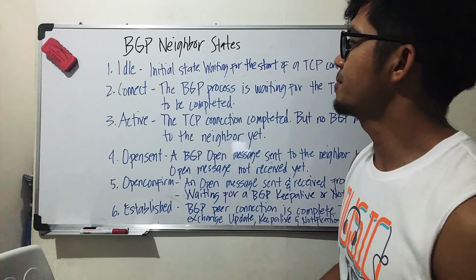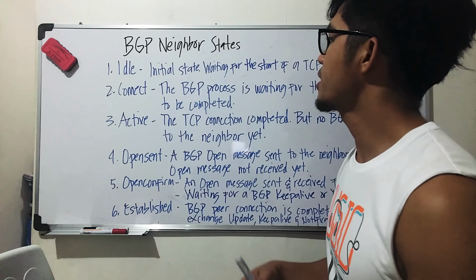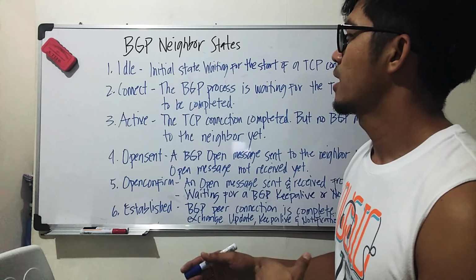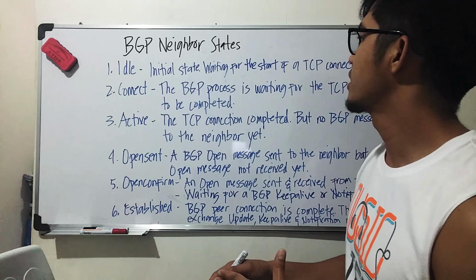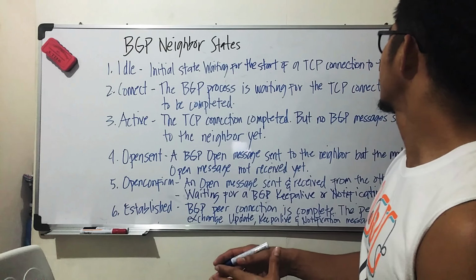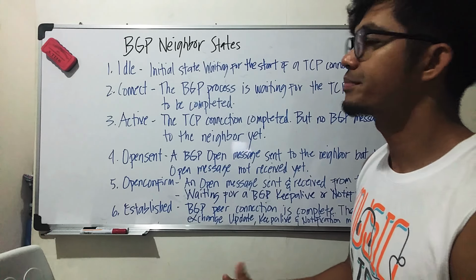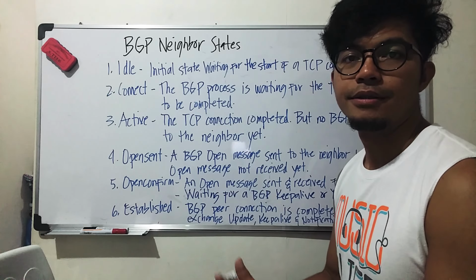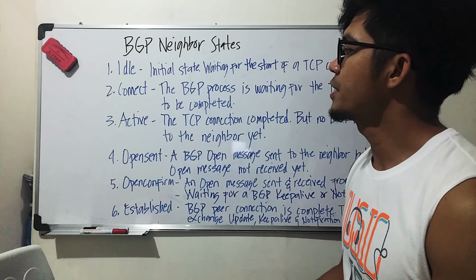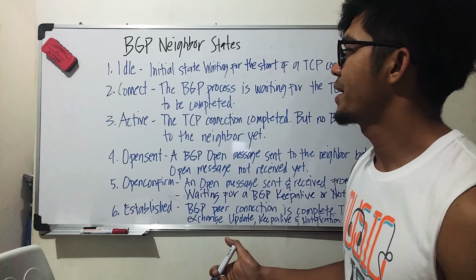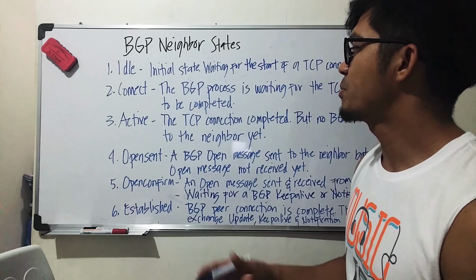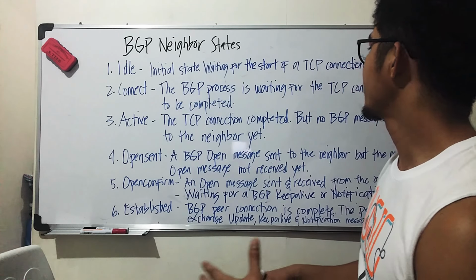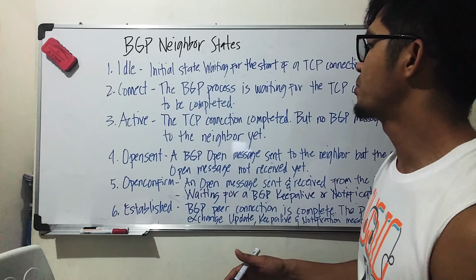So in this state, the BGP process is waiting for the start of a TCP connection to the neighbor. And number 2 is connect. In this state, the BGP process is waiting for the TCP connection to be completed.